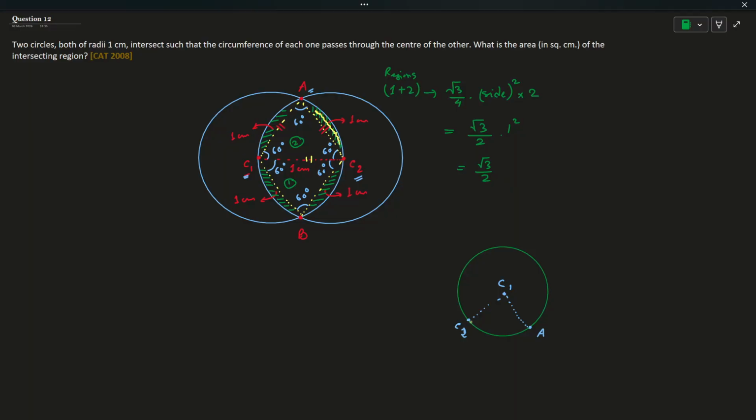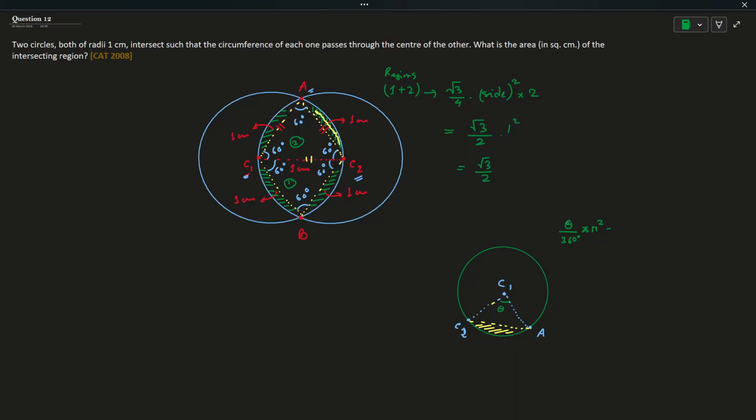Now I'm joining this, and I need the area of this segment. What is the area of this segment? Now this angle is theta, let's say. So how do you calculate the area of a segment? Theta divided by 360 degree pi r square minus the area of this triangle.